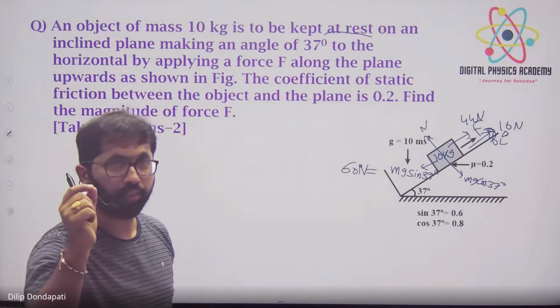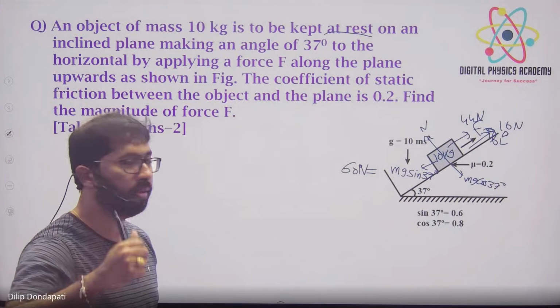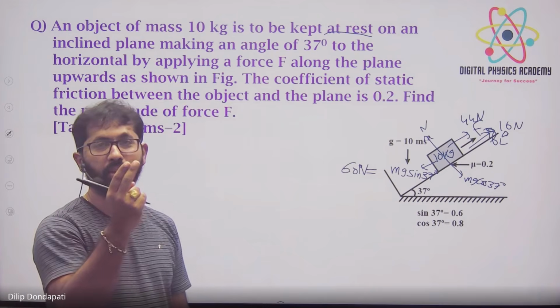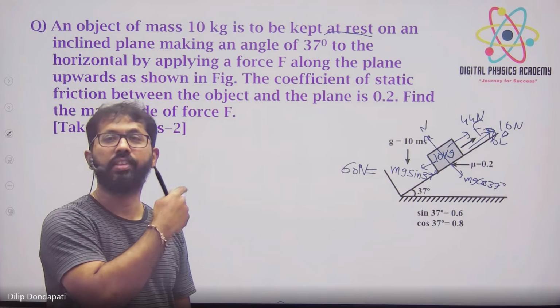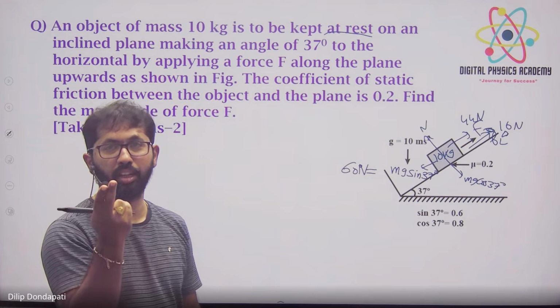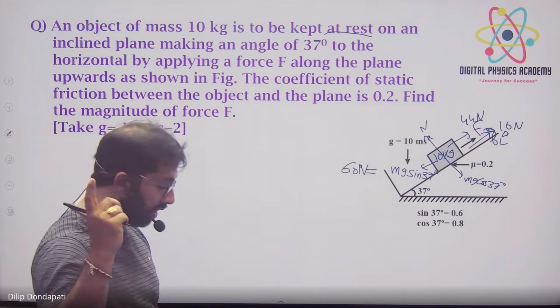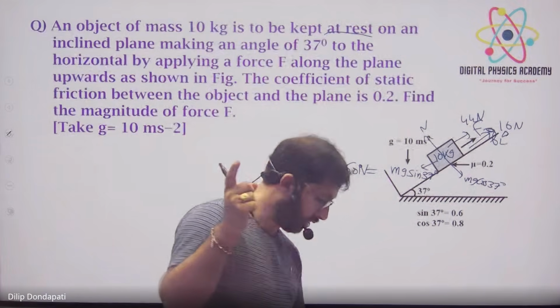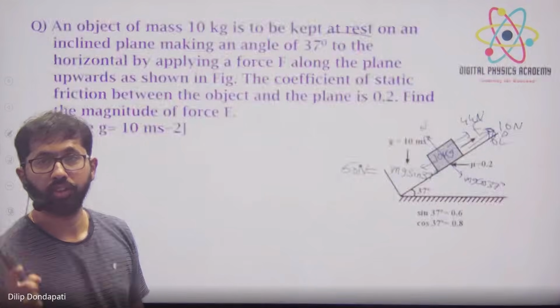But friction should act downward, no sir. Why? Explain. Sir, because the force is being applied up. But then if the friction also acts up, there's no point in applying the force upward. Since he does not mention which way friction is acting, you have to do two cases. Case 1, case 2. That's why the answers are 44 and 76. Both are answers.